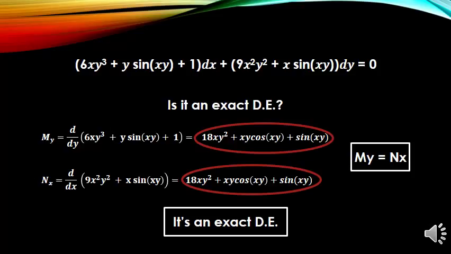And in the second part we have the derivative with respect to x of 9x^2y^2 + x sin(xy), equal to 18xy^2 + xy cos(xy) + sin(xy), and we can see that both derivatives are the same. It means it's an exact differential equation.